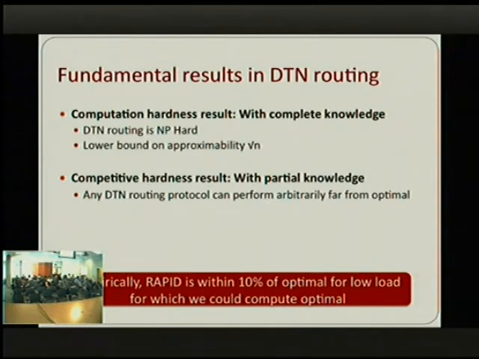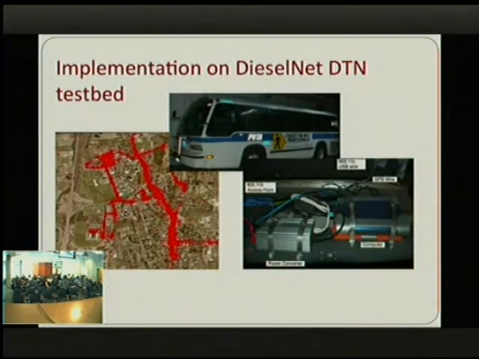So I'm going to now talk about how we evaluate RAPID. We evaluated it by implementing it on the DieselNet DTN testbed. This is a testbed that consists of 40 buses that go around the campus. These buses are equipped with a computer, a GPS, an access point, a 3G modem, etc. When two buses are within communication range, they can send data over the wireless access point.